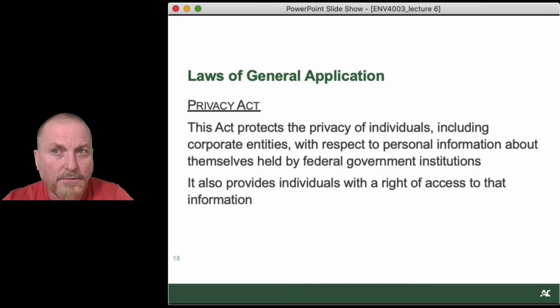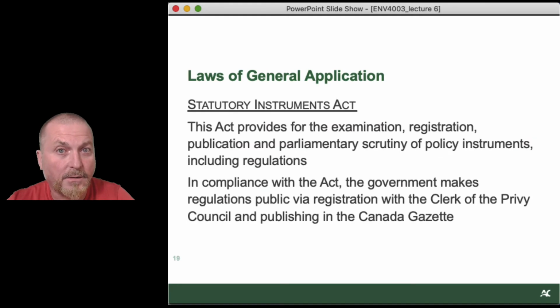Another one is the Privacy Act, right? This is really important to environmental reporting, for example, okay? The Act protects the privacies of individuals, including corporate entities, with respect to personal information about themselves held by federal government institutions. It also provides these entities with a right of access to that information. So this is why you'll often see environmental policy instruments that call for reporting also declare confidentiality requirements, right? Not releasing commercial information from one entity to another, right? It's confidential information. The Privacy Act is very strict and applies to all policy instruments.